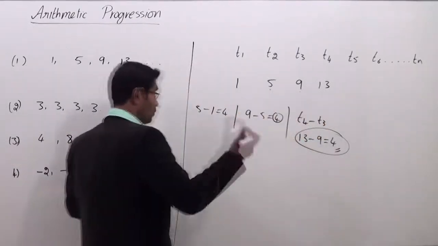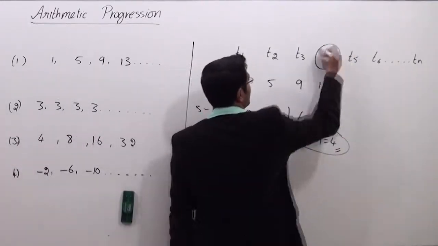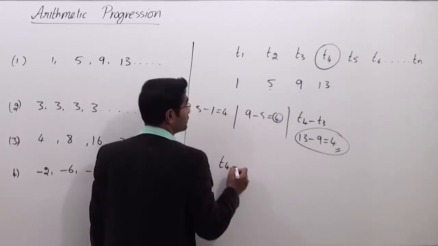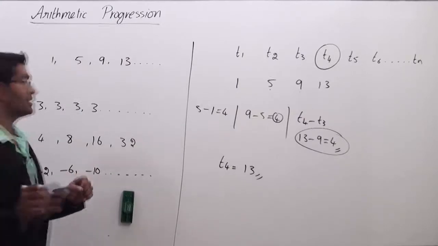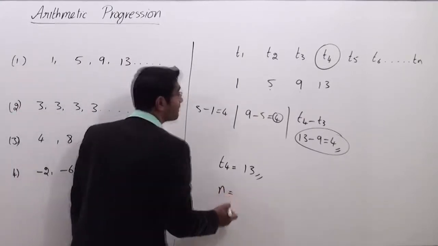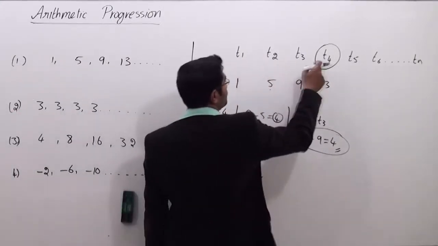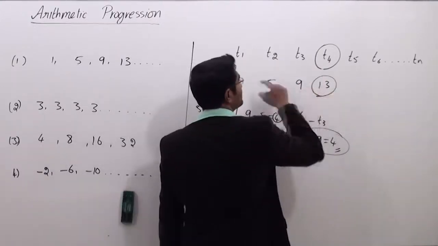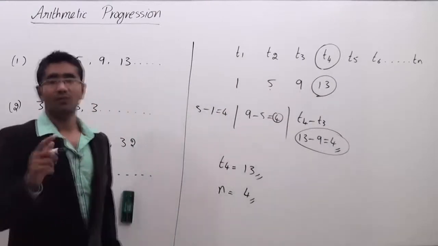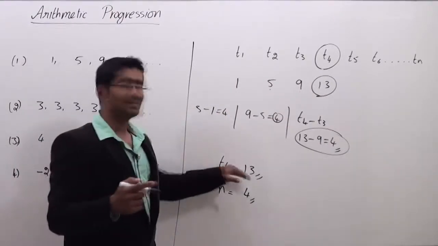Now, one more thing to understand. Can you tell me the value of T4? The value of T4 is 13. And what is the place? What is n there? This is standing in the 1, 2, 3, 4, fourth position. So the position of 13 is fourth in the sequence, and the value of the fourth term is 13.